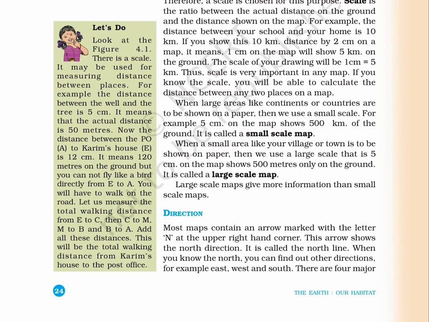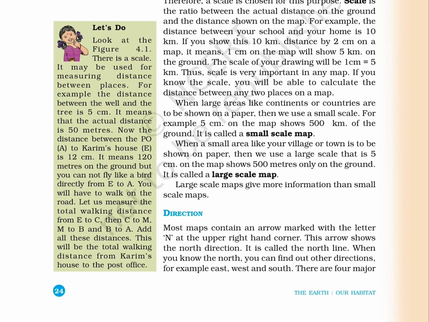Let us measure the total walking distance from E to C, then C to M, M to B, and B to A. Add all these distances. This will be the total walking distance from Kareem's house to the post office.